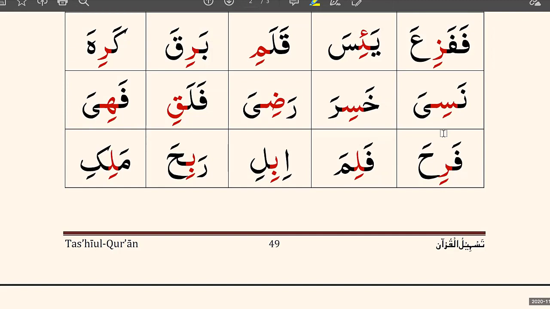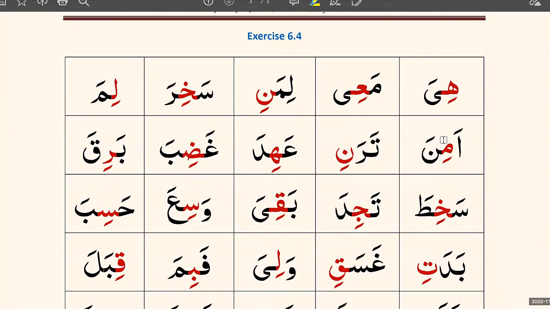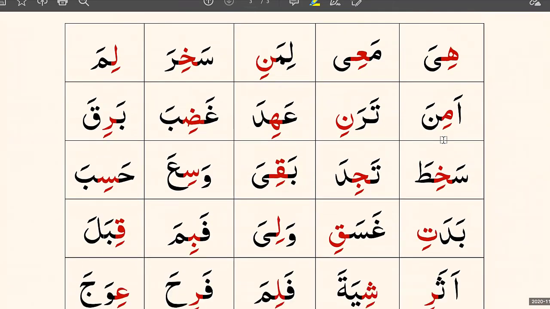Rabiha. Kariha. Fahiya. Maliki. Okay, actually, well done. Okay, another person, please. Okay, next, can we have Kemu Kasama Sahib?